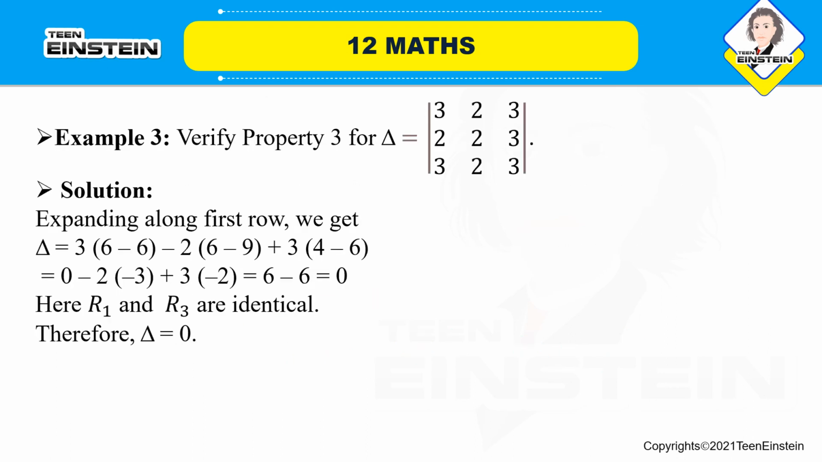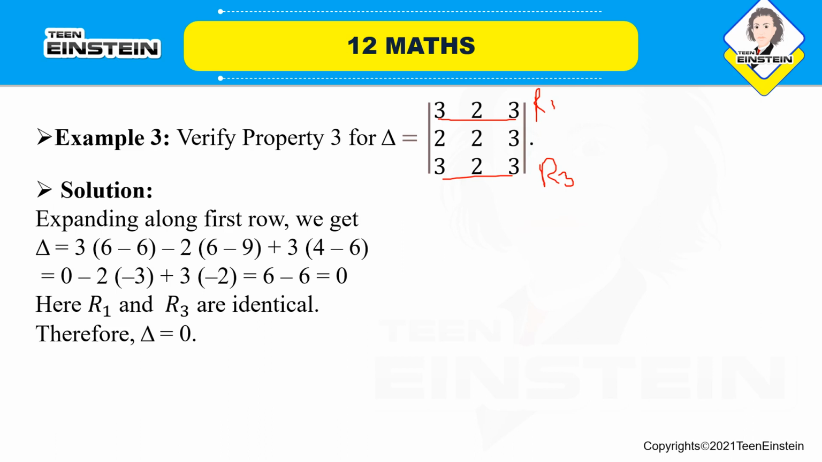Let us verify property number 3 using example 3. What is example 3? Verify property 3 for the determinant delta equal to determinant 3, 2, 3, 2, 2, 3, 3, 2, 3. See the elements of R1 and R3. R1 is the first row and R3 is the third row. Here the elements of R1 and R3 are the same. R1 and R3 are identical.